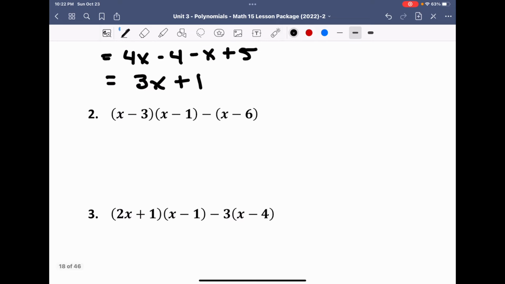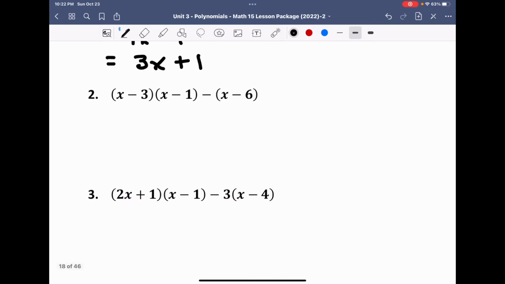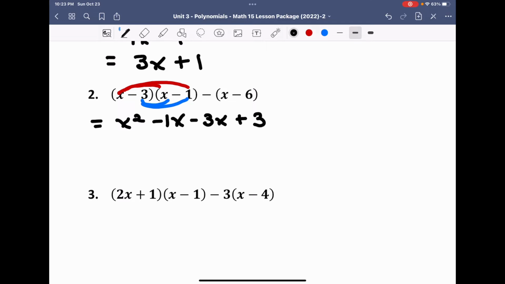Now, if I go to number 2, I see that I have a binomial by binomial being multiplied, and then I'm subtracting away a binomial. By order of operations, I always know I want to do multiplication first. So I'm going to use the foiling method, which you could equally use the box method here to solve this. X times x is x squared. X times negative 1 is negative 1x. I expand negative 3 into both of these, meaning I have negative 3 times x is negative 3x. And then negative 3 times a negative 1 is positive 3.